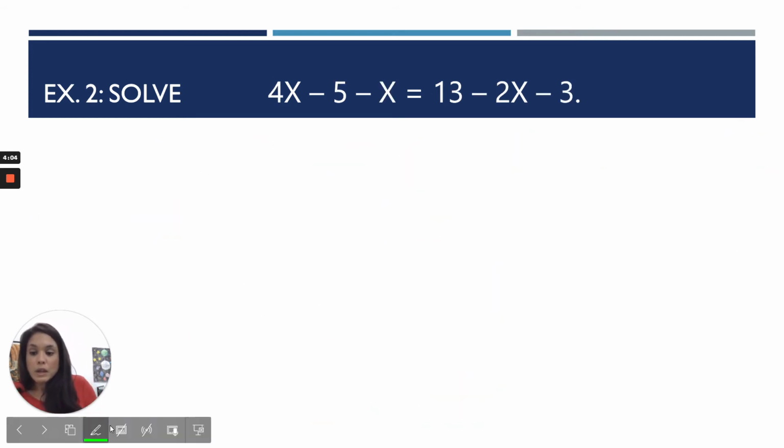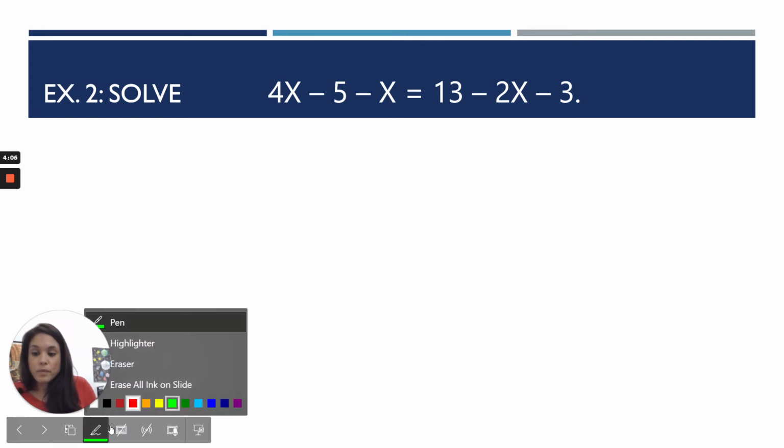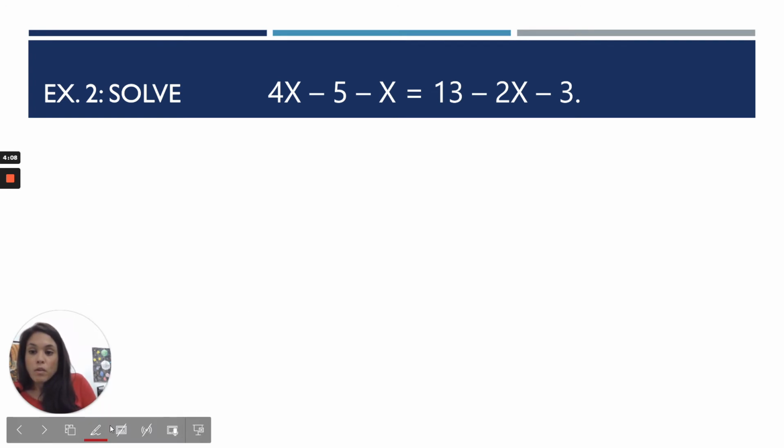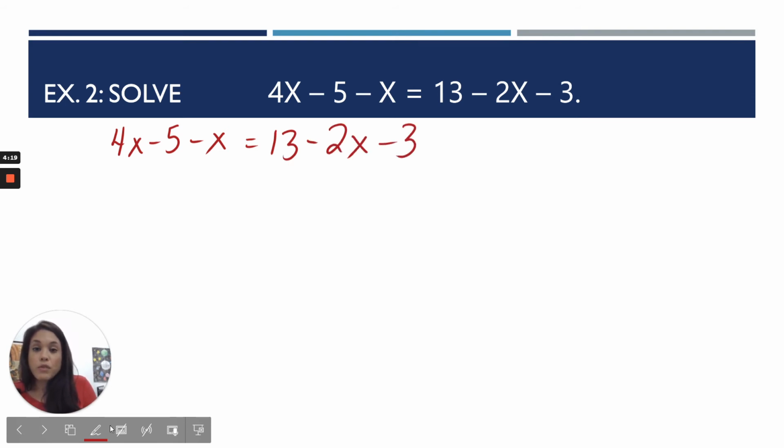Okay, next problem. 4x minus 5 minus x equals 13 minus 2x minus 3. Now the first rule was to bring like terms together. So let's see if there are like terms. 4x and x, these are like terms. So 4x minus 1x is 3x, and then I bring down the 5.